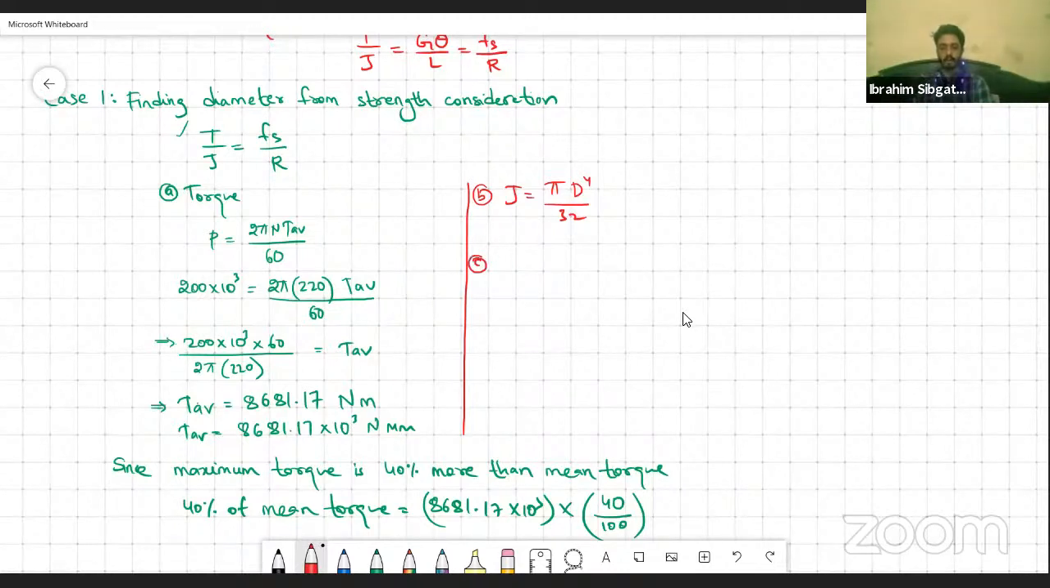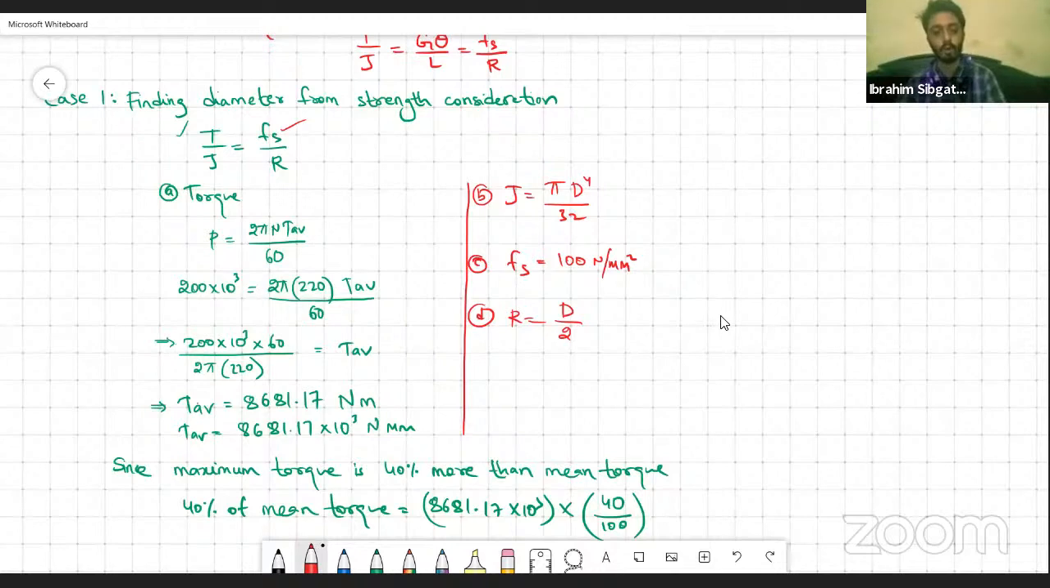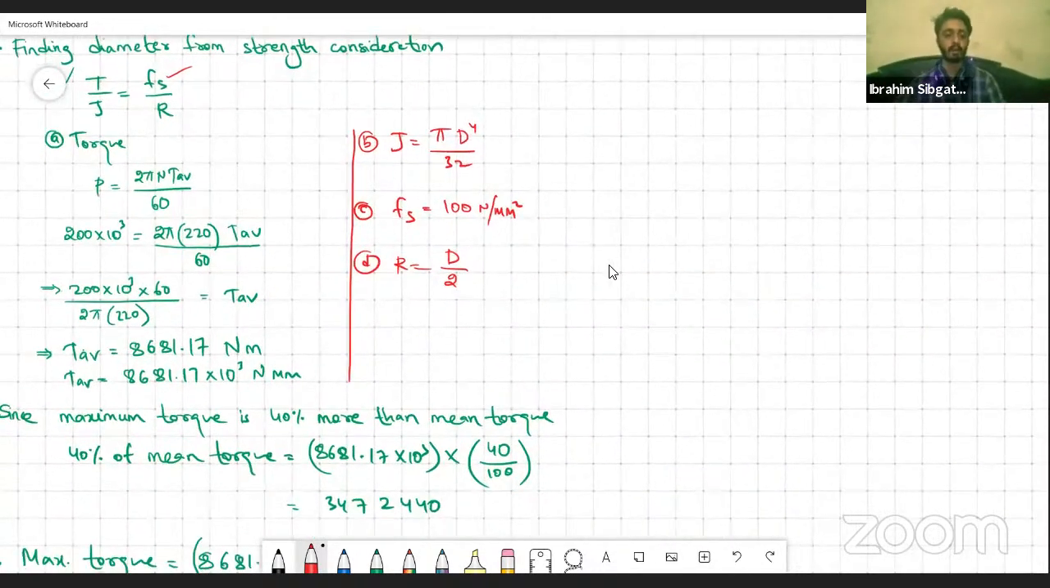Next is Fs. So Fs is already given in the question, and that is 100 Newton per mm square. Okay, the question says the maximum shear stress should not increase 100 MPa. So we are taking that value only. And then R. Okay, we have got T, we have got J, we have got Fs also from the question. Now when it comes to R, what is R? It is half of diameter. So we don't know what diameter is, so let's leave it as it is. Now we will substitute all these values back into the equation. So let's do that.